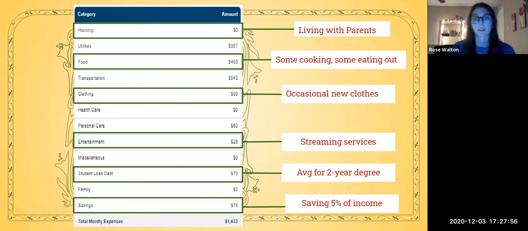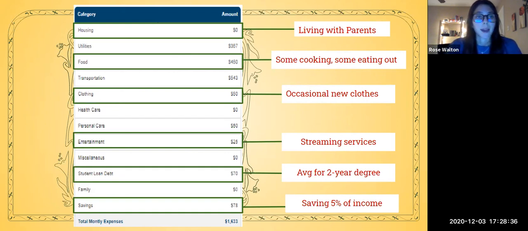For food, I said that we were going to do some cooking and some eating out. For clothing, I said we would like to be able to buy occasional new clothes. Streaming services, about $25 per month towards that. And then student loan debt, they calculated the average for a 2-year degree to be about $70 a month. And then for savings, I said that we would like to save about 5% of our income. So that would generate about $78 directly to our savings per month automatically. And so what that calculated to was about $1,600 a month towards our monthly expenses.